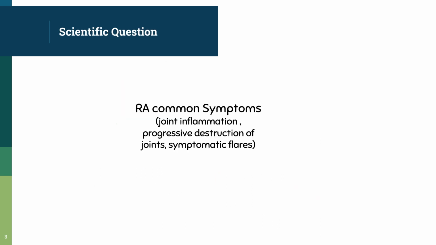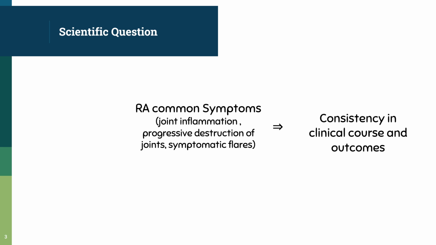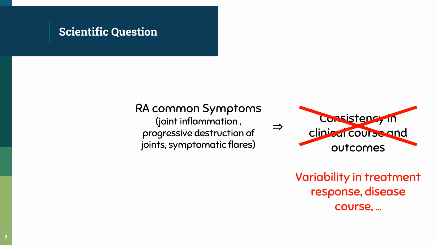RA is characterized by specific symptoms such as joint inflammation, progressive destruction of joints, and symptomatic flares. Those symptoms will lead to a diagnosis of rheumatoid arthritis. Over several patients diagnosed with comparable profiles, we would expect consistency in treatment response. Surprisingly, we observe variability in treatment response, that is, several patients not responding to the same treatment and even some patients not responding to any available treatments.